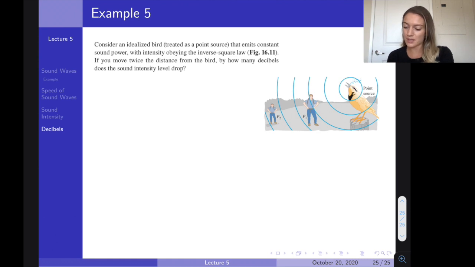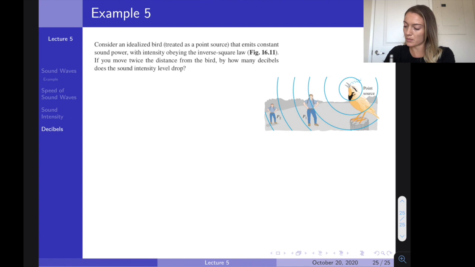So in this problem, consider an idealized bird that we're treating as a point source that emits a constant sound power with an intensity that obeys the inverse square law. That means it's uniform in all directions. If you move twice the distance from the bird, by how many decibels does the sound intensity level drop?